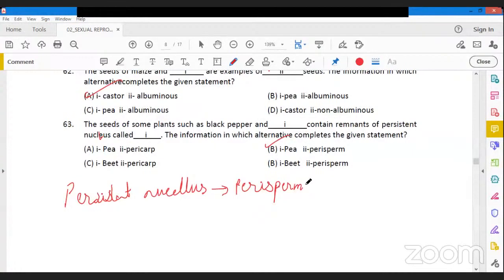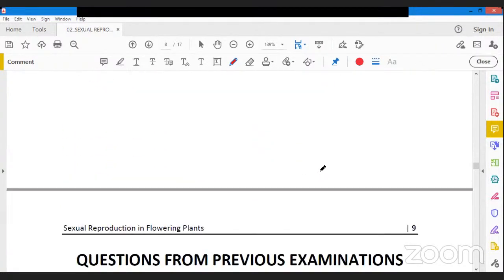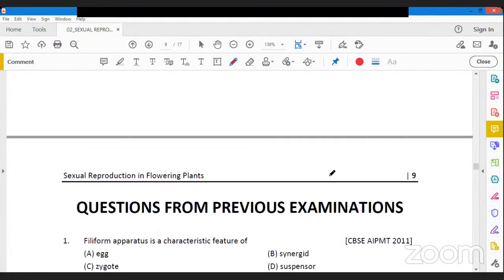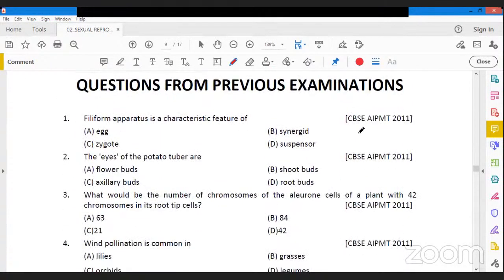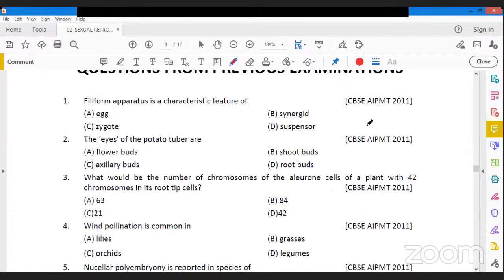Pericarp is seed coat. Then the epicarp, mesocarp, endocarp, what are these? Fruit wall layers. So remember this, this is very important. And we'll solve a few questions from previous examinations, students. Let's solve a few old examination questions.